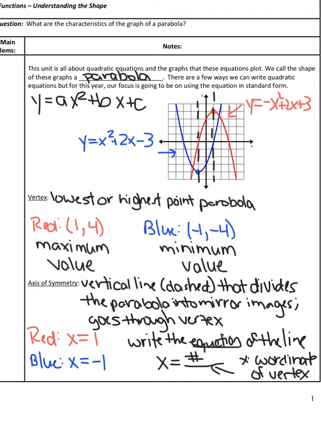So if you know the vertex of a quadratic function or of a parabola, then you should be able to tell me the axis of symmetry right away because it goes through that x coordinate. The x coordinate is what's going to cross the x-axis, which gives us the equation of the line. All right, so that's vertex and axis of symmetry. Let's go on to the next page.